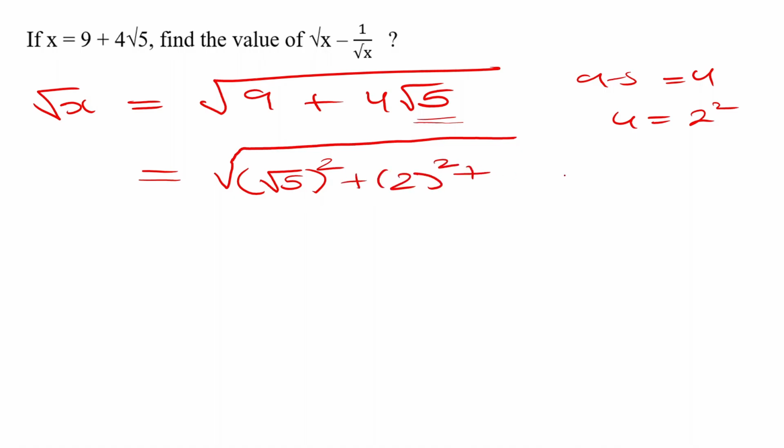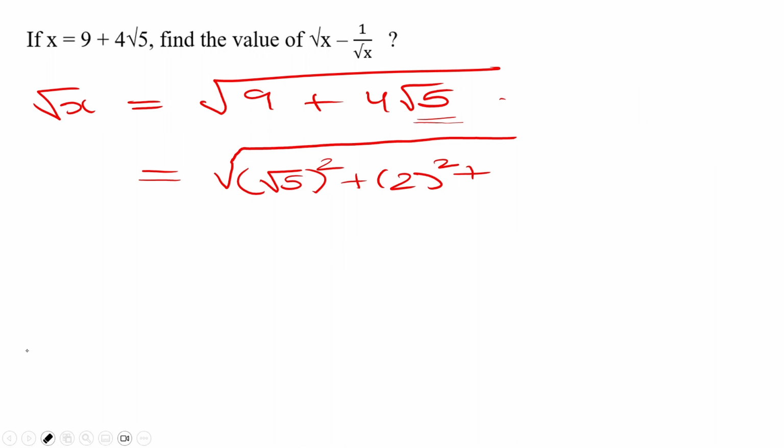plus, taking it 2 into root 5. That is basically 2ab. We're trying to see if the identity works here. 4 root 5. Does that work? This and this are equal. Exactly. Now that we've understood, you must understand that when there's a root, you're trying to single that term out and break it down.